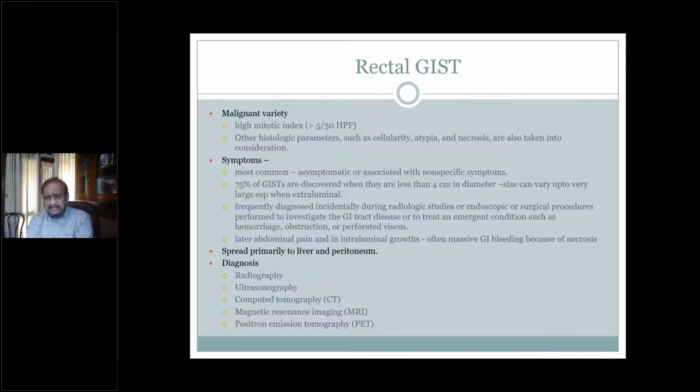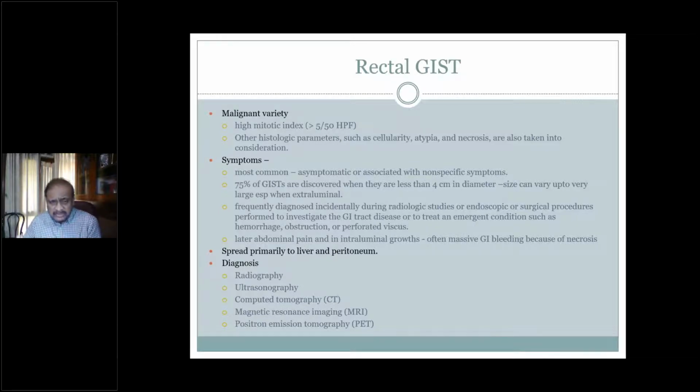The symptoms, as in other GIST, are usually absent or non-specific. Usually 75% of them are diagnosed when you're doing either a radiological study, an endoscopic, or a surgical procedure for some other reason, and you identify accidentally that this patient also has a GIST, right? So it's an accidental or incidental diagnosis.